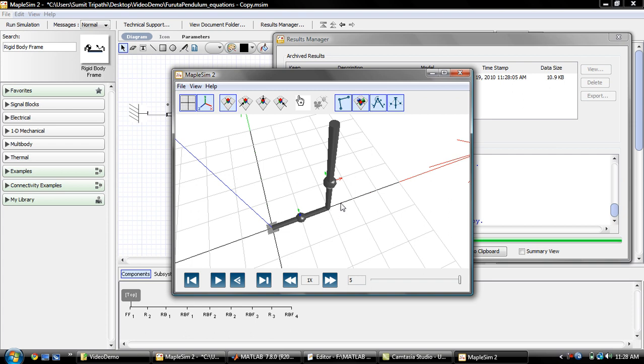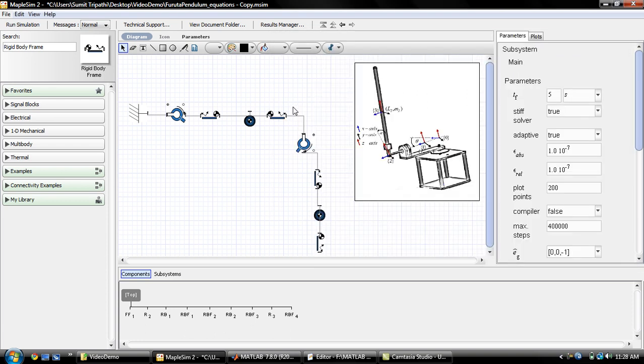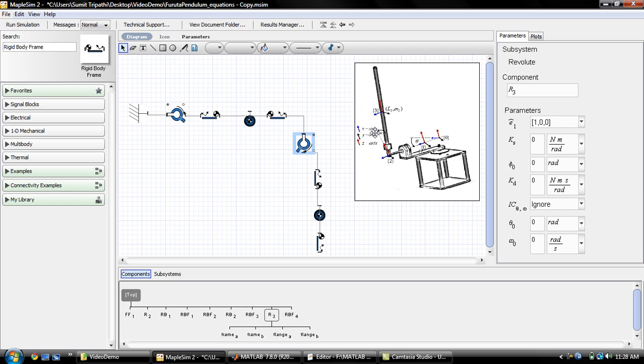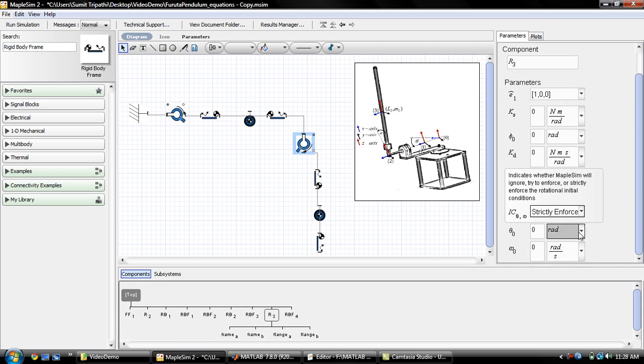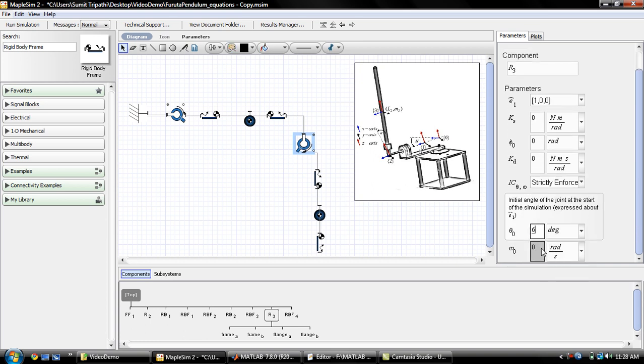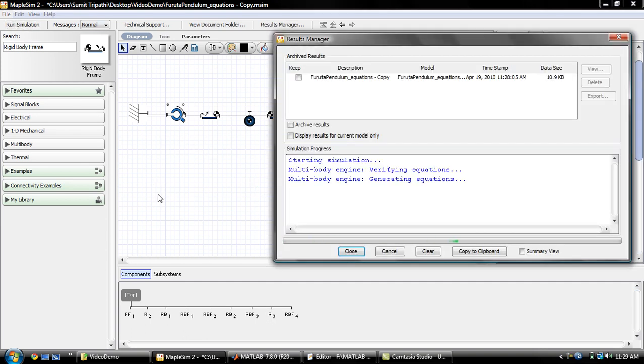In the simulation, we do not have any disturbance to our pendulum, therefore there is no movement. Now let us create an artificial disturbance. Instead of having the pendulum in a perfectly upright initial configuration, let us make some initial offset to the perfect upright position. This is done by enforcing initial conditions on the second revolute joint. So we will strictly enforce the initial condition to 6 degrees. Run the simulation again.